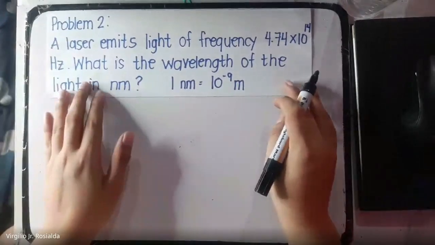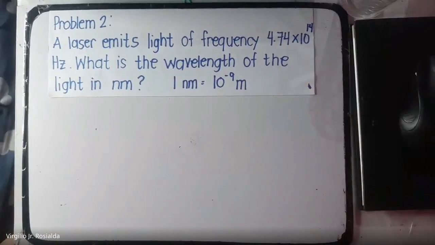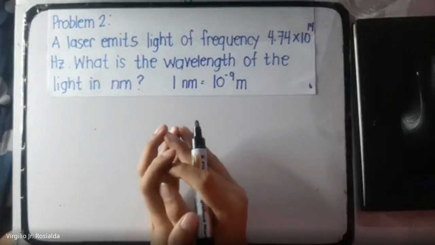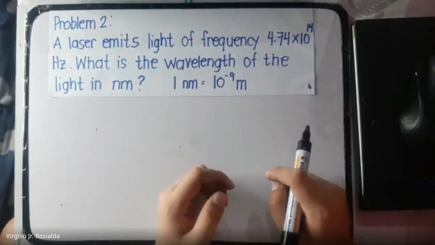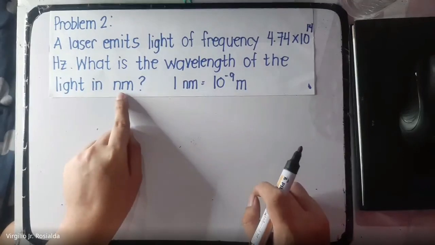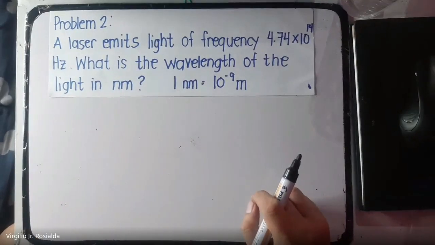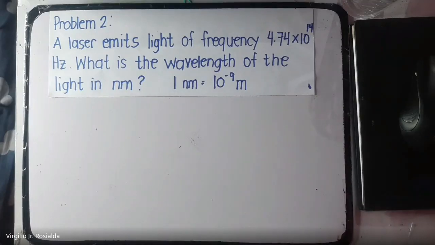Okay. So for number 2 problem, let's try to solve this one. For number 2 problem, let me read this. A laser emits light of frequency 4.74 times 10 raised to 14 hertz. Okay. What is the wavelength of the light in nm? Nanometer. This one is nanometer, N-A-N-O meter. That is one of the prefixes for metric unit.